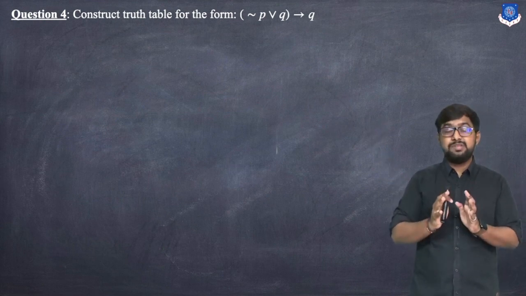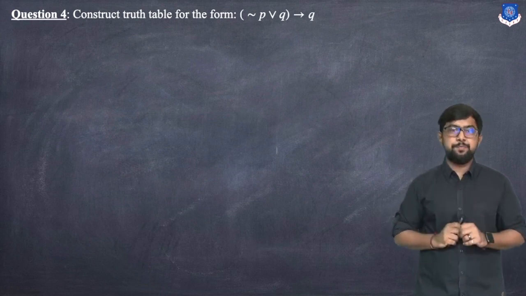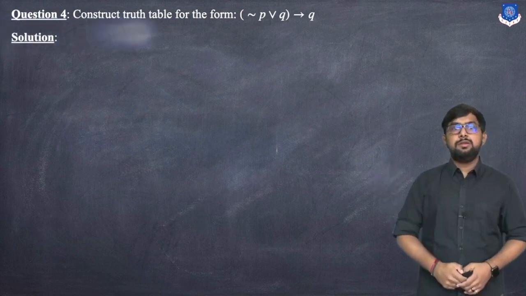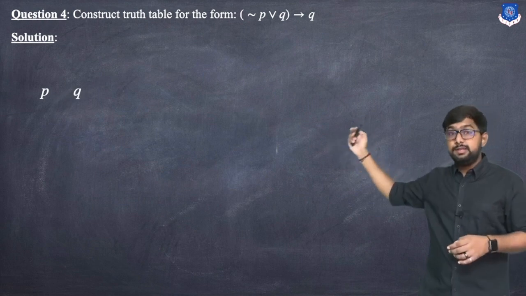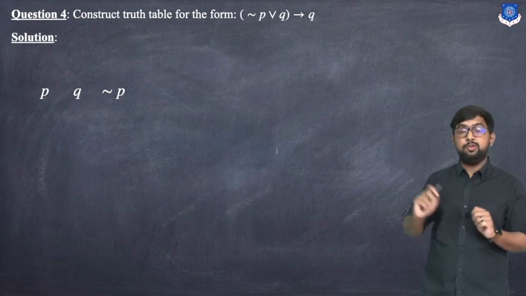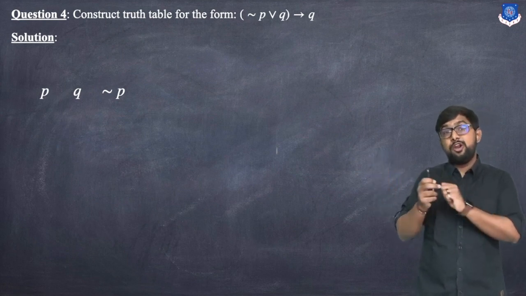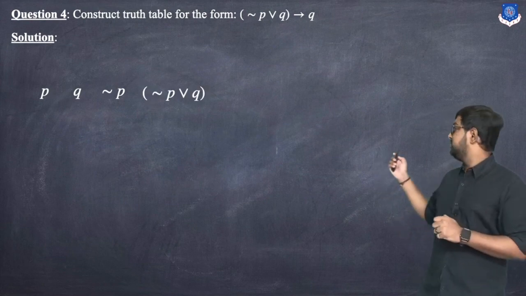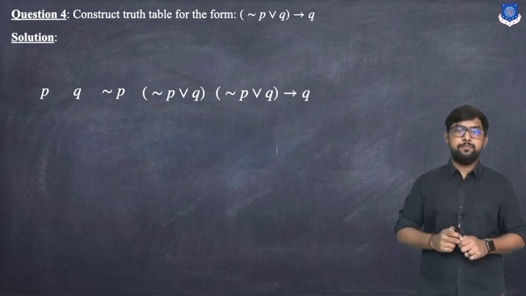So how many statements are there? There are only two statements, that is P and Q. So in the truth table, how many columns will be there? The first column will be P, then Q. Now not P is also there, so the third column will be not P. Then Q we have already done. Now not P or Q, so the fourth column will be not P or Q, and the last is this whole statement, that means not P or Q implies Q.